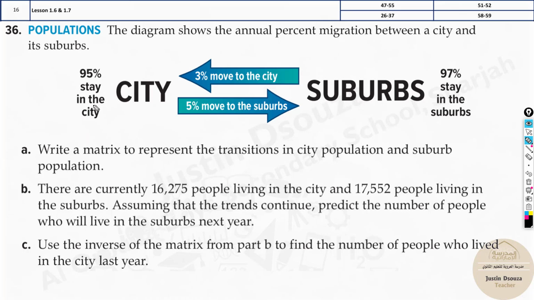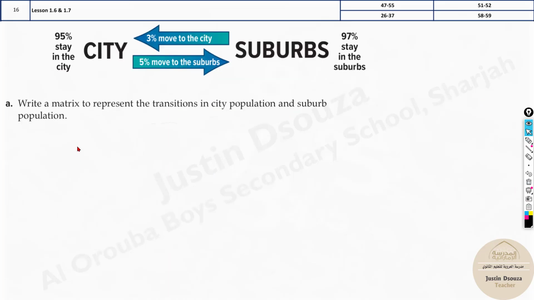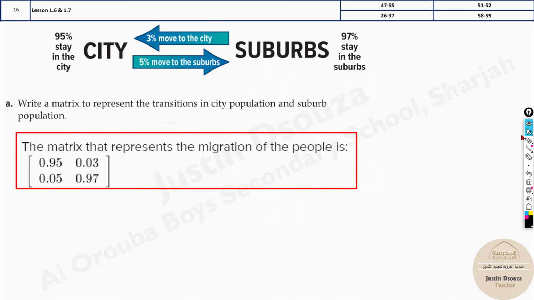So here you can see 95% are staying in the city, 3% from suburb move to city, and 5% from the city move to suburbs. And a total of 97% stay in the suburb. So the first question over here is: write a matrix to represent the transition in city population and suburb population. Here, this is the matrix.